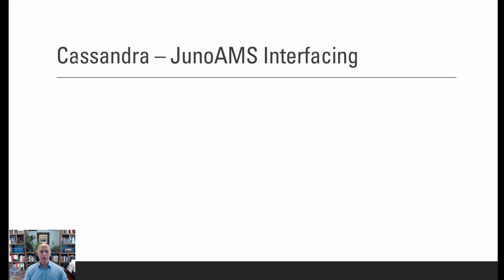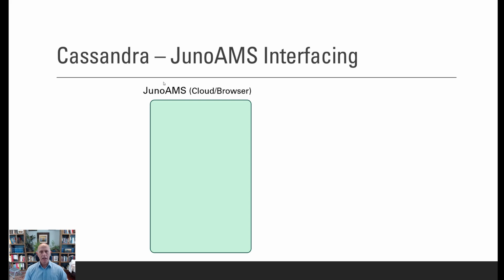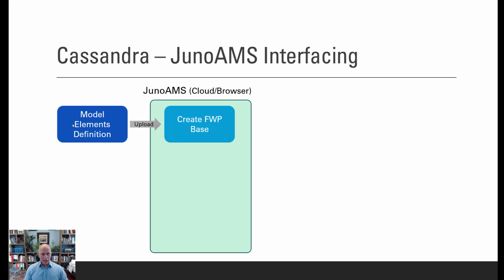So if we look at Cassandra and JunoAMS and specifically the interfacing between these two components, here I have the JunoAMS, which is a cloud-based system. You access this through the browser, and generally you will get your model elements maybe from an outside system. You can also use some of the tools we have in JunoViewer to do uniform subsectioning and generate the model segments inside JunoViewer. If you are using an outside system to get your model elements definition, so the starts and ends, etc., you can upload that into JunoViewer. That will create your base ForwardWorks program.